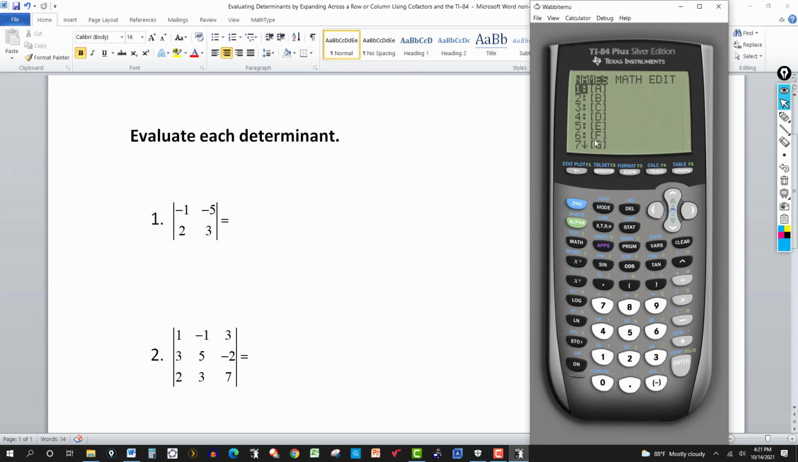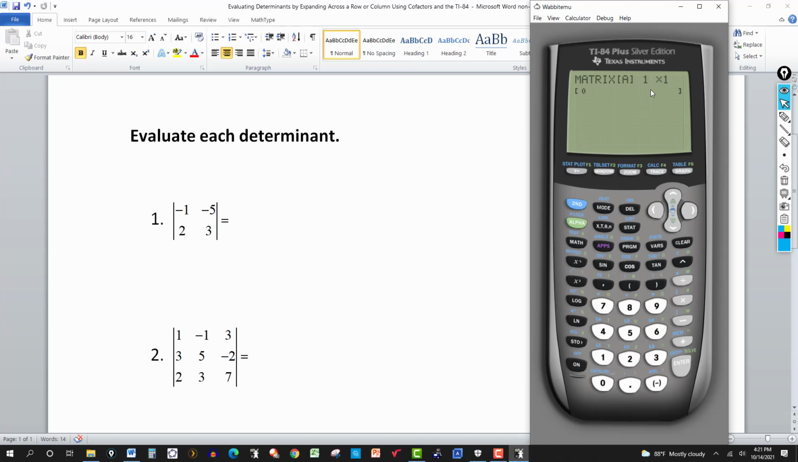A couple of ways you can do it. You can do it on the screen. You don't have to do it this way, but I'm going to do it this way just to show you this method. I'm going to use matrix A, and it's 3 by 3.